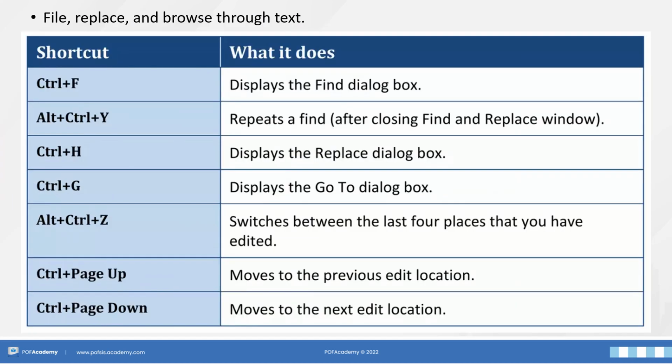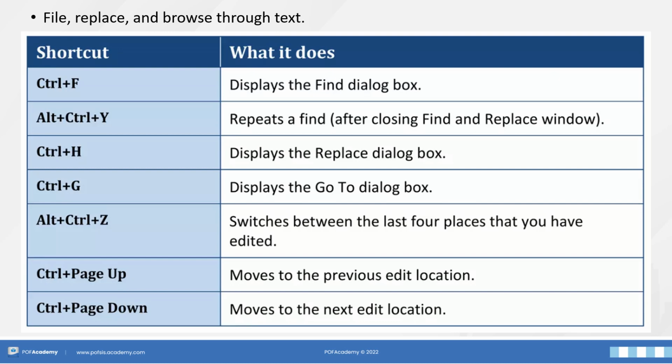If you want to find, replace, and browse through text, here are several shortcut keys. First, if you want to display the Find dialog box, just press Control F on the keyboard. If you wish to repeat the find after closing the Find and Replace window, press Alt Control Y. To display the Replace dialog box, Control H.